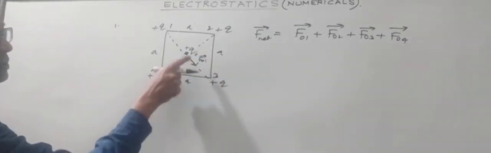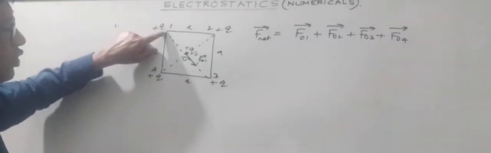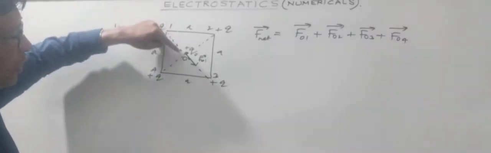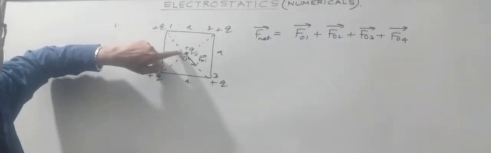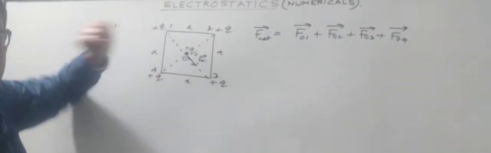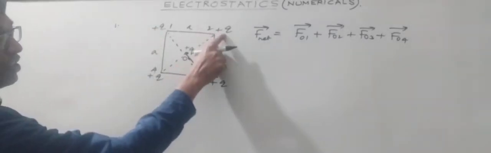It is the force experienced by charge Q0 due to charge Q1. Charge Q1 will also experience the same force along the same line but in the opposite direction. But you need not draw that vector over here because our main objective is to find out the net force at the center of the square, the net force experienced by charge Q0. So this is done. Now second, this is again charge Q, this is Q0.